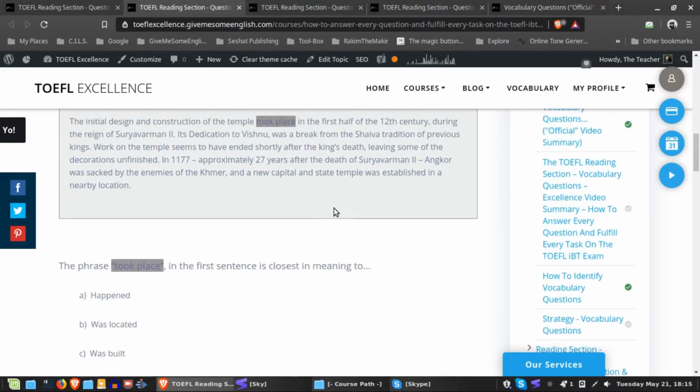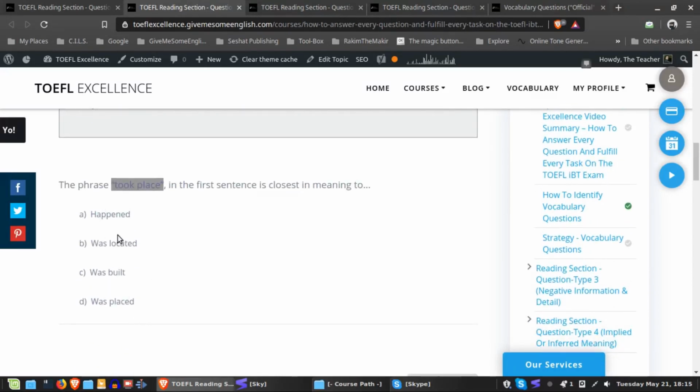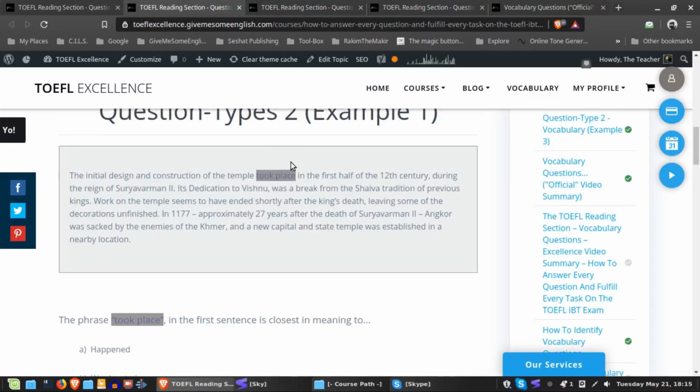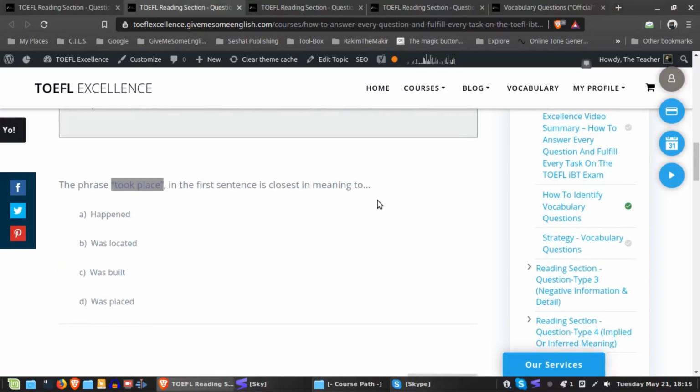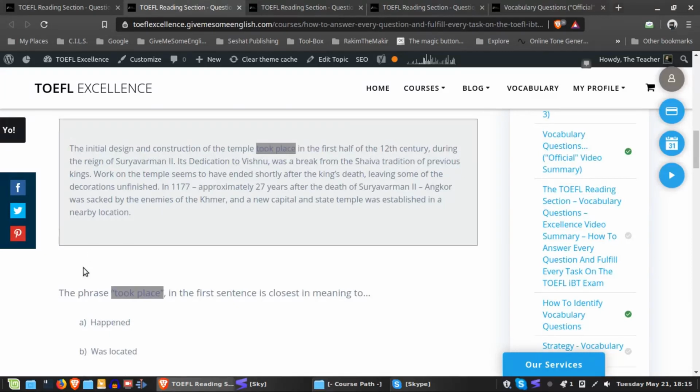So, even if you didn't know what the actual meaning of the phrase was, you can also try inserting the answer choice into the sentence. Now, you might need to change the form a little bit, but for this one: the initial design and construction of the temple happened in the first half of the 12th century. Because they're talking about the construction, that's an event that happened in the first half of the 12th century. So that one actually fits there. That's one of the techniques that you can use. If you didn't know that this was the answer, you could try to stick it into the place of where the phrase or the word was in the sentence, and if it fits, perfect. Choose that one and move on.